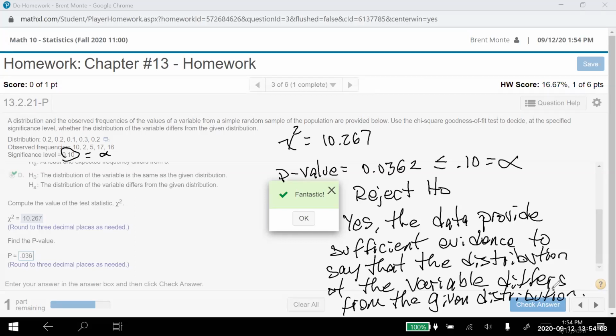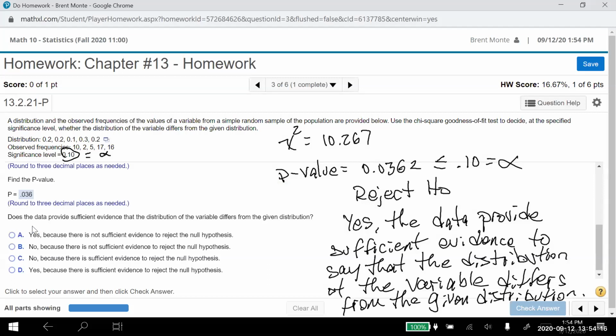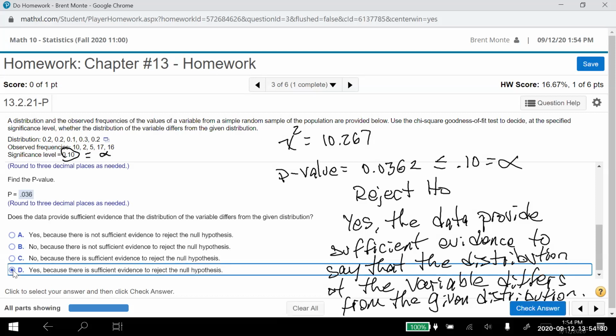All right, so I never checked my answer on this one. So let's check my answer, make sure my p-value is right, which it is. Does the data provide sufficient evidence that the distribution of the variable differs from the given distribution? Well, remember, we rejected the null hypothesis, so we say yes, it does appear. So yes, because there is sufficient evidence to reject the null hypothesis.